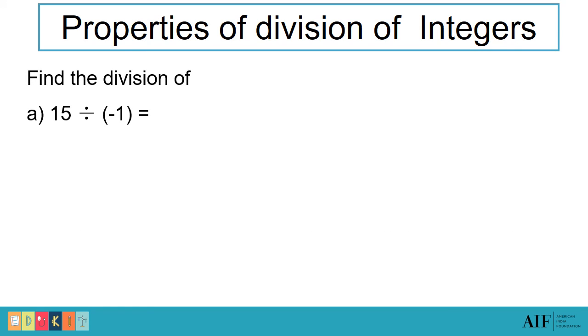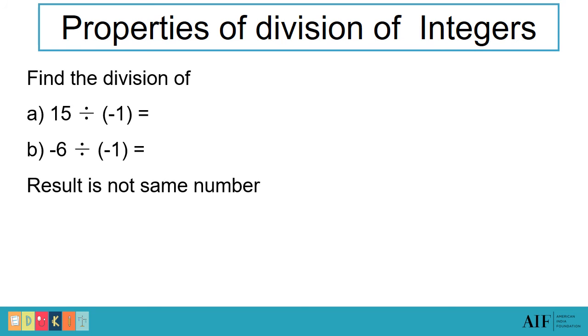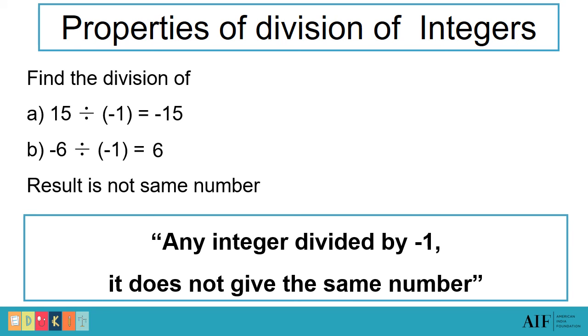Find the division of 15 divided by minus 1 and minus 6 divided by minus 1. The result is not the same number. Minus 15 for the first one and 6 for the second. So here 15 divided by minus 1, the answer is minus 15. Here minus 6 divided by minus 1, the answer is 6. Any integer divided by minus 1 does not give the same number.